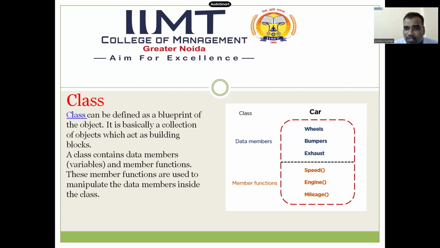This figure explains a car. A car has wheels, bumper, and other things. Those are the data members. A data member is a part of the class, and the member functions are speed, engine, and mileage. Those are the functions that give results. Speed gives a result, such as 200, 100, or 80 kilometers. Engines give results of 100 cc, 200 cc, or 1200 cc, which give different types of results and different types of power.